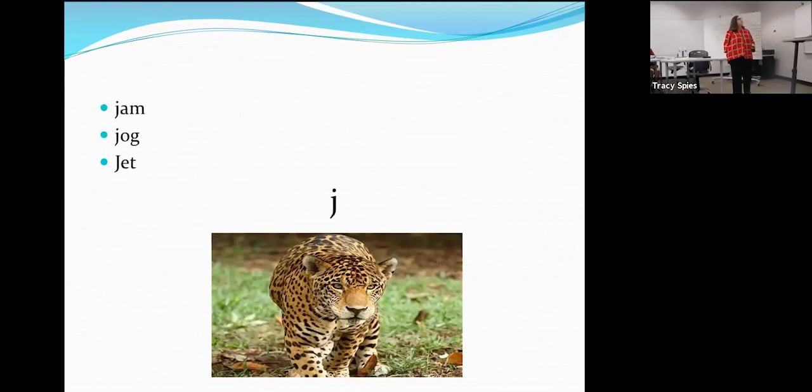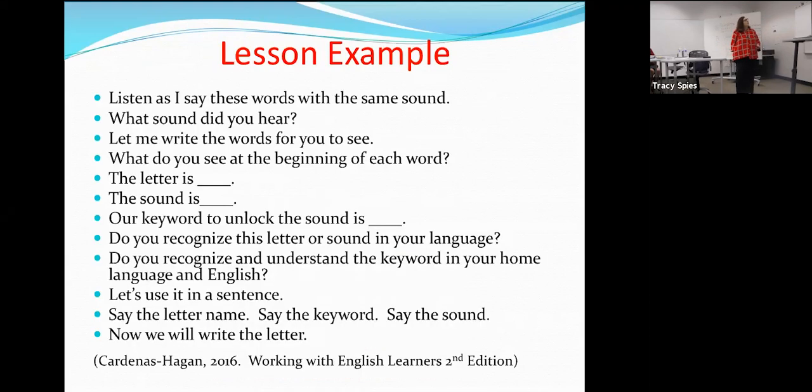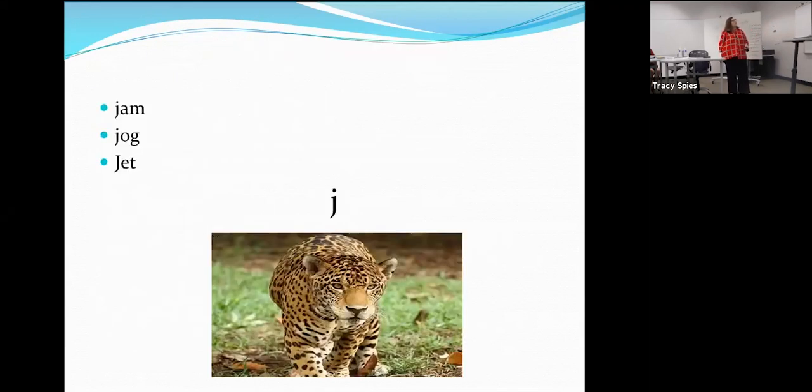Jet, jog, jet. Very good, students. What do you see at the beginning of each word? The letter is J. Say J. J. And my sound is J. To help us remember the J sound, I want you to say jaguar.